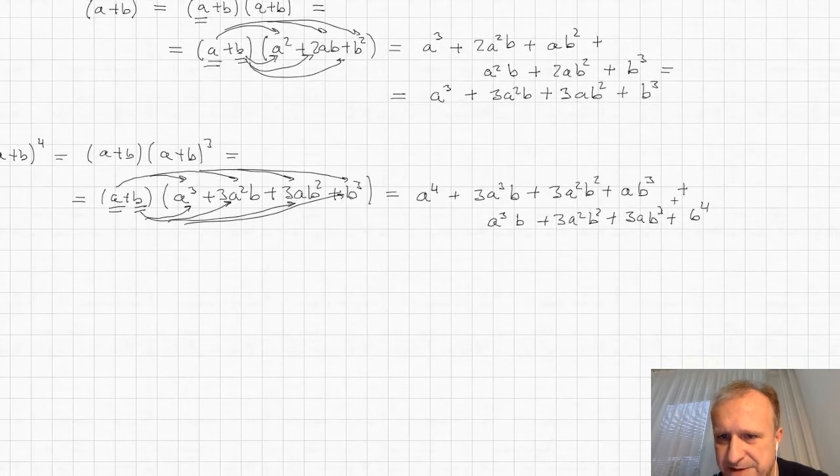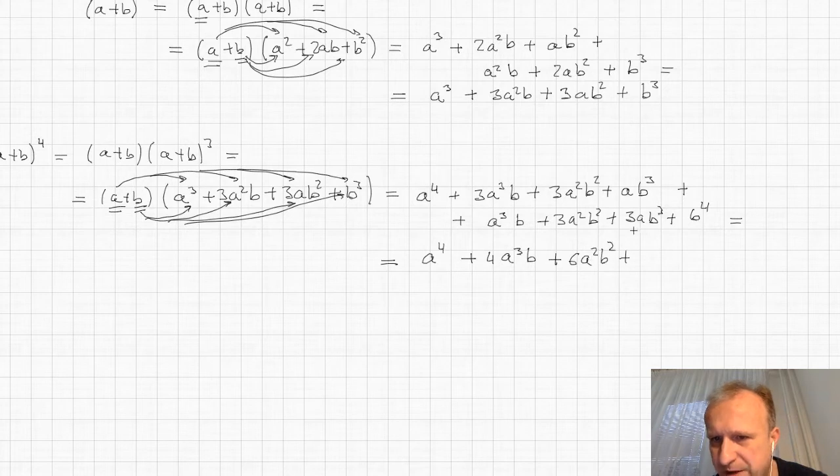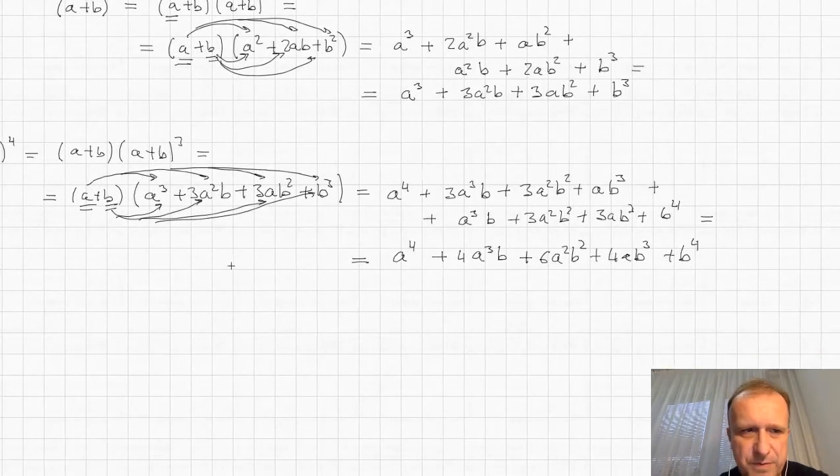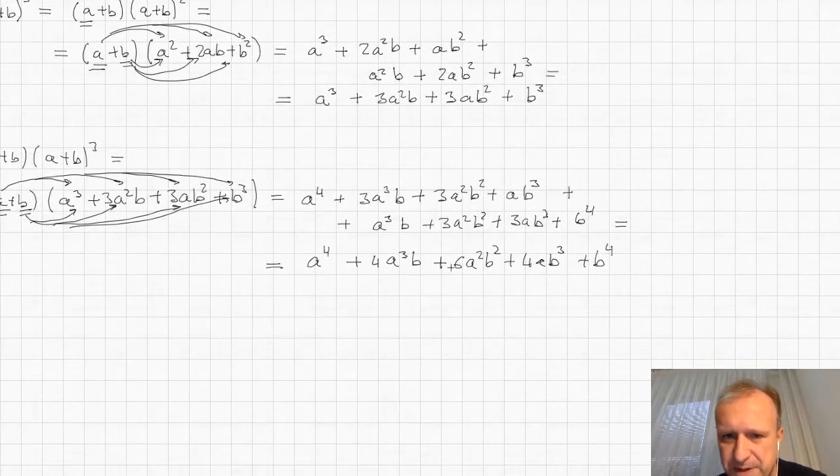Okay, and now you can see that by adding those lines, you have one single a to the power of 4. Now 3 and 1 give you 4, so it's plus 4a cubed b, plus you have 3 plus 3, it's 6a squared b squared, plus you have 1 and 3, you have 4ab cubed, plus b to the power of 4. And this is the expression for a plus b to the power of 4. So you see, here it is.